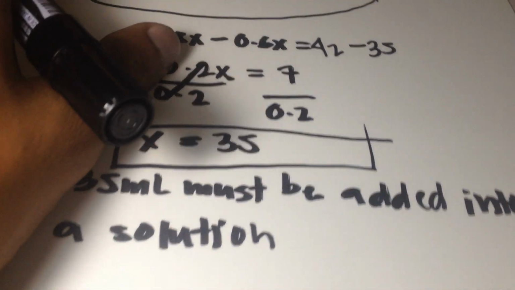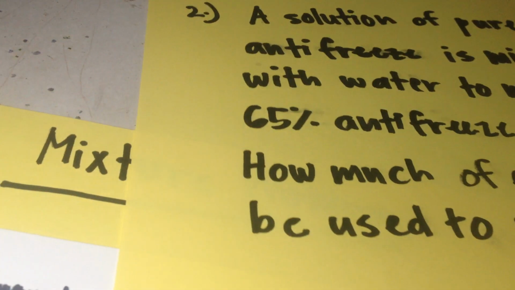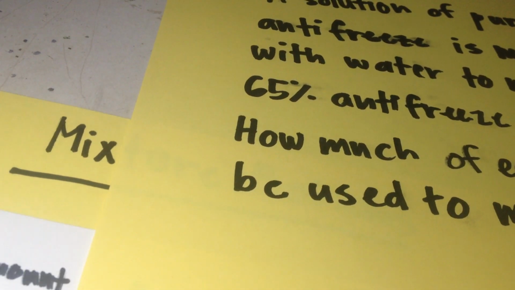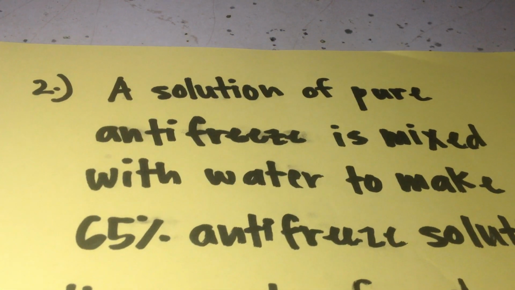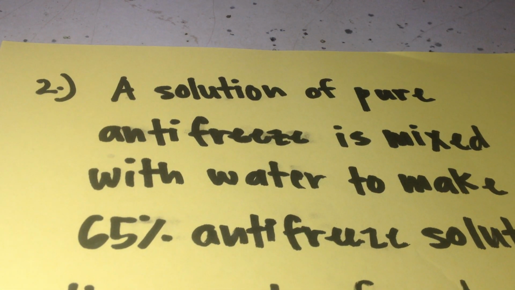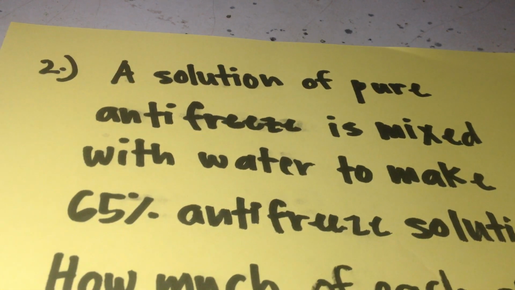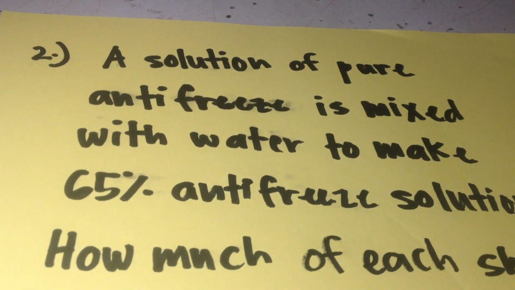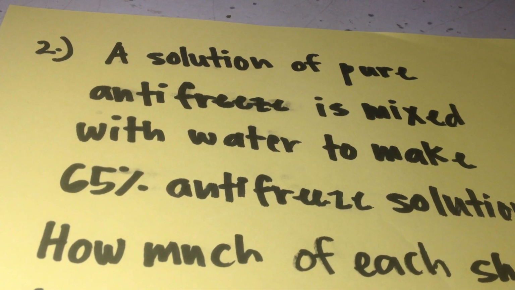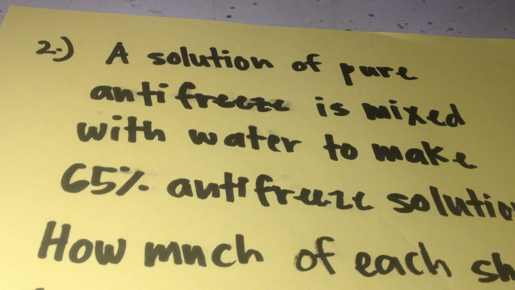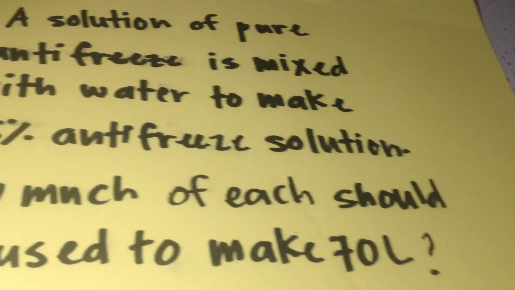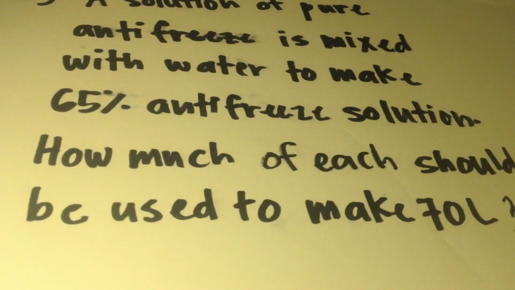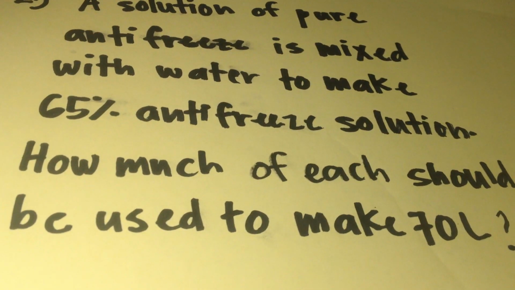Alright, next problem. We have problem number 2 here. A solution of pure antifreeze is mixed with water to make a 65% antifreeze solution. How much of each should be used to make 70 liters?